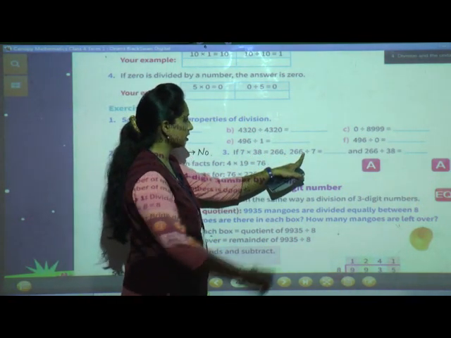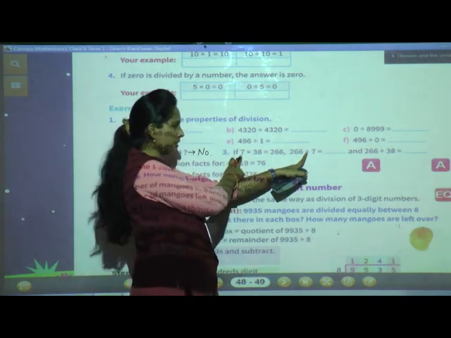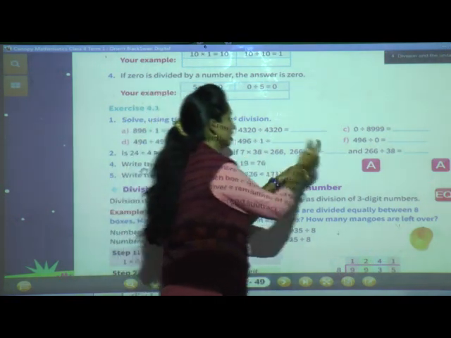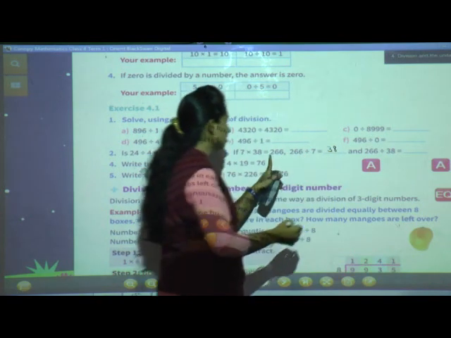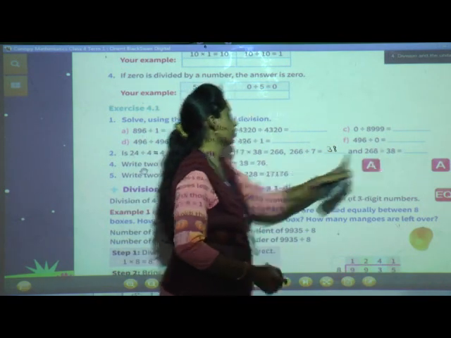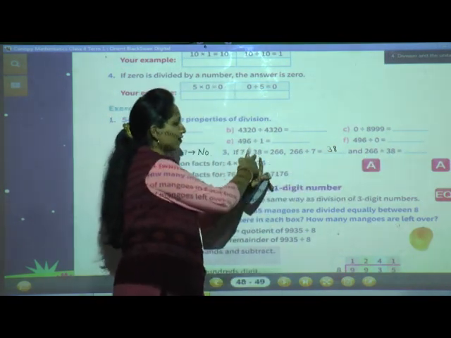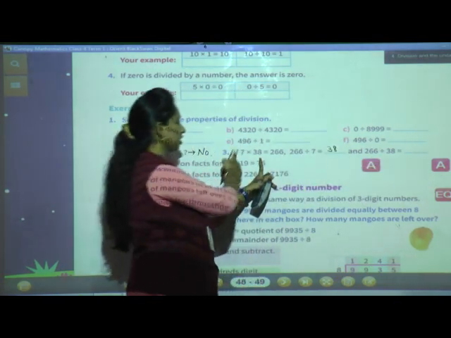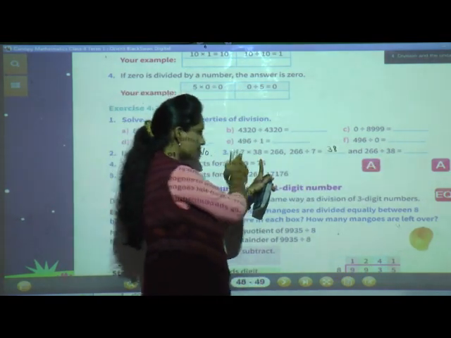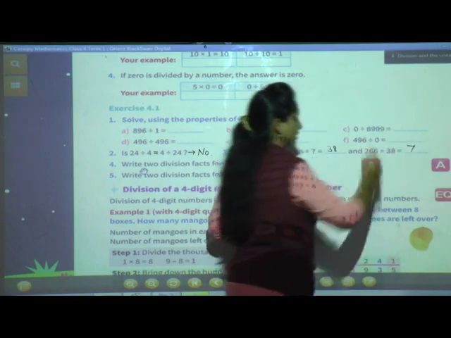Now 266 divided by 7, the first number. So what will the answer be? 38. Again the same number, 266 divided by, instead of 7 we have now taken 38. So what remains in the multiplication fact? 7. So here 7 will come.